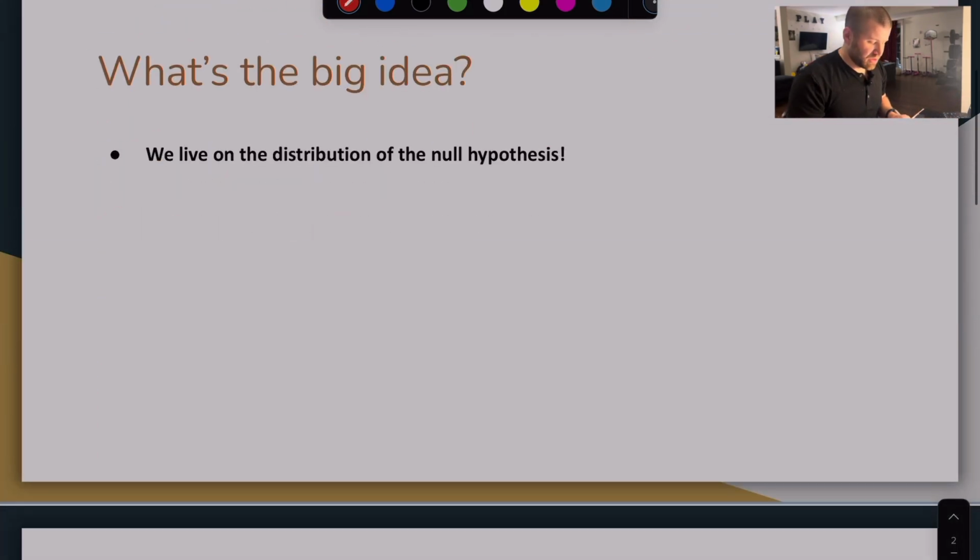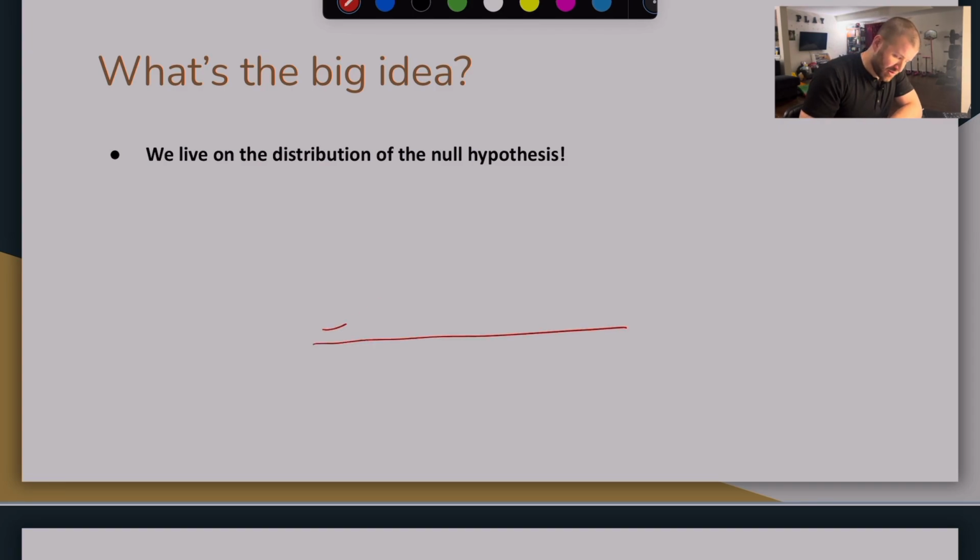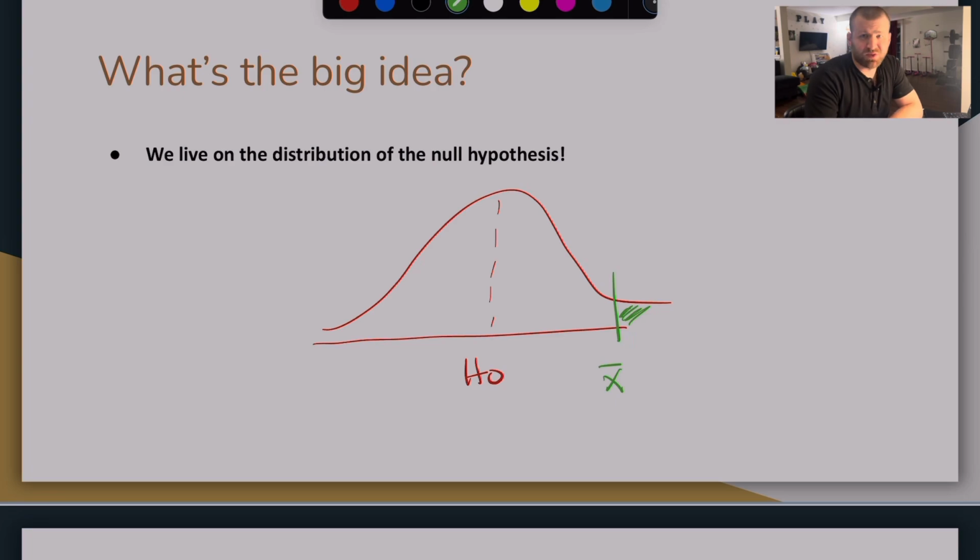confidence interval. Similar to a one proportion z-test, I'm not going to go crazy with this. We live on the distribution of the null hypothesis. So we're going to assume that our null hypothesis is true, and we're going to take a sample that is representative, just like it needed to be for confidence intervals, and hope that that sample helps to show that our alternative is true. Hopefully it's far enough away from the middle to say that maybe we have evidence that our distribution really looks something like this. But again, everything is done on the basis of the null hypothesis.